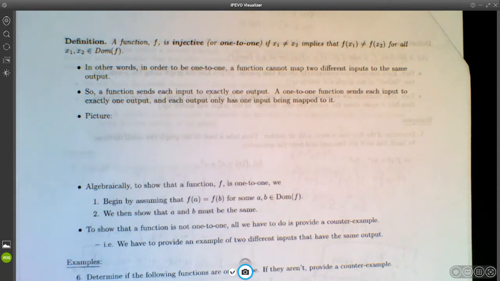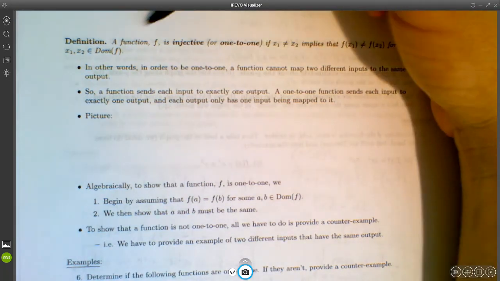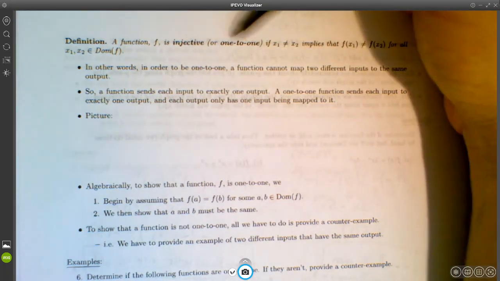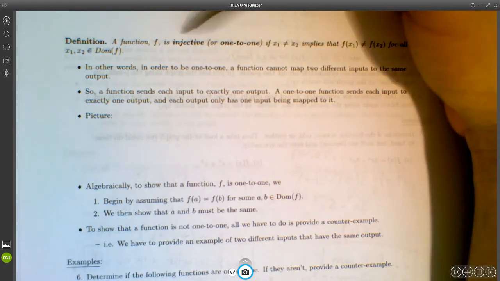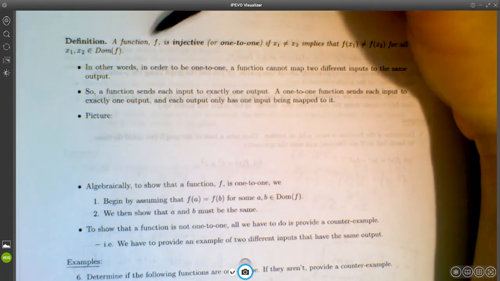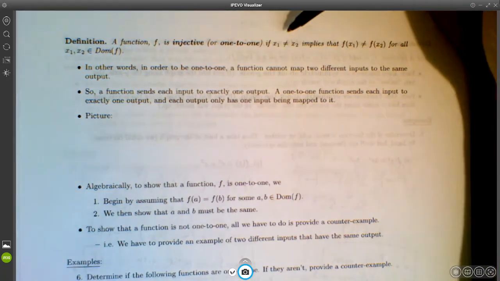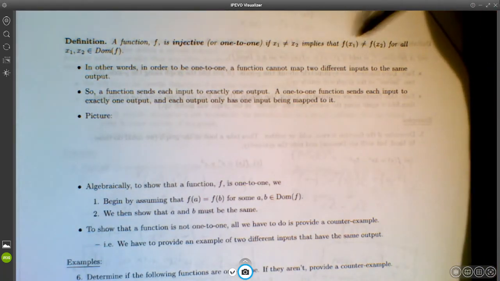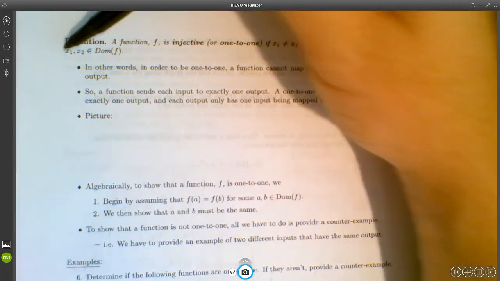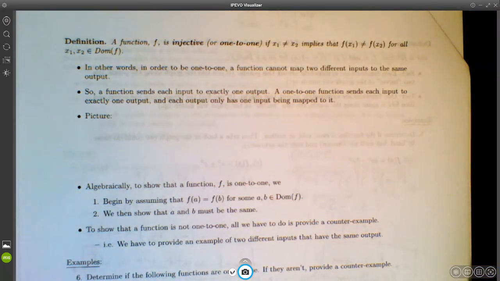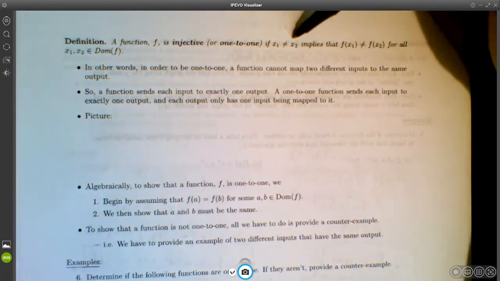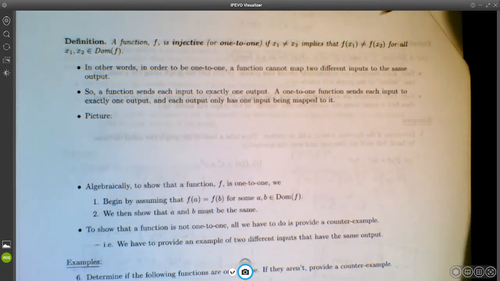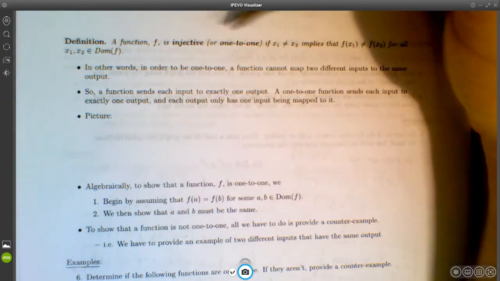Injectivity is the word. Anyway, so a function f is injective or one-to-one, right? Those two terms mean the same thing. They're interchangeable. So f is injective or one-to-one if x1 not equal to x2 implies that f of x1 does not equal f of x2 for all x1 and x2 in the domain of f. In other words, if you have two different inputs, you better get two different outputs. Otherwise, f is not one-to-one.